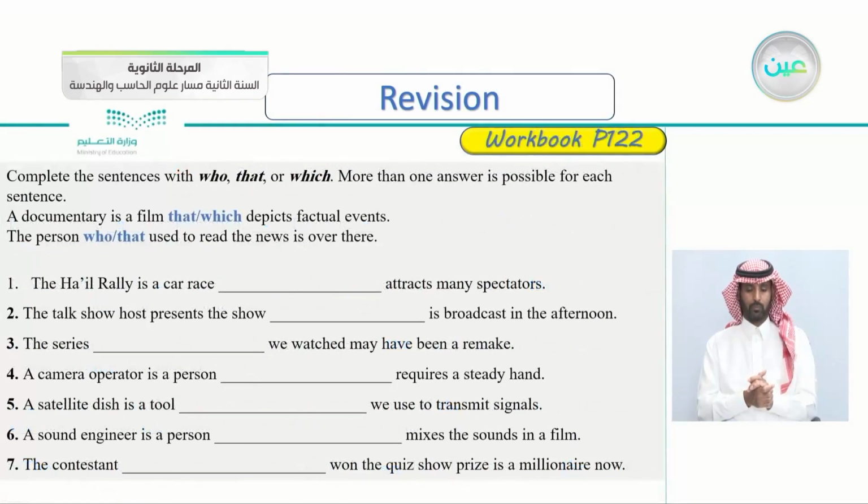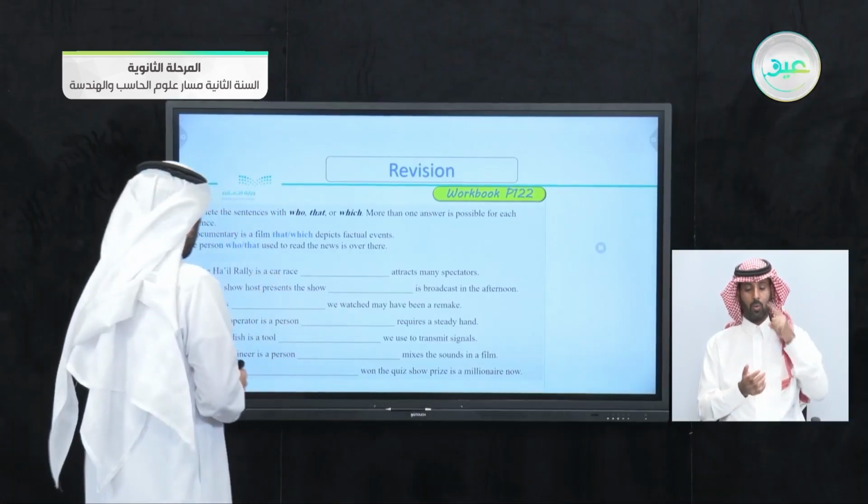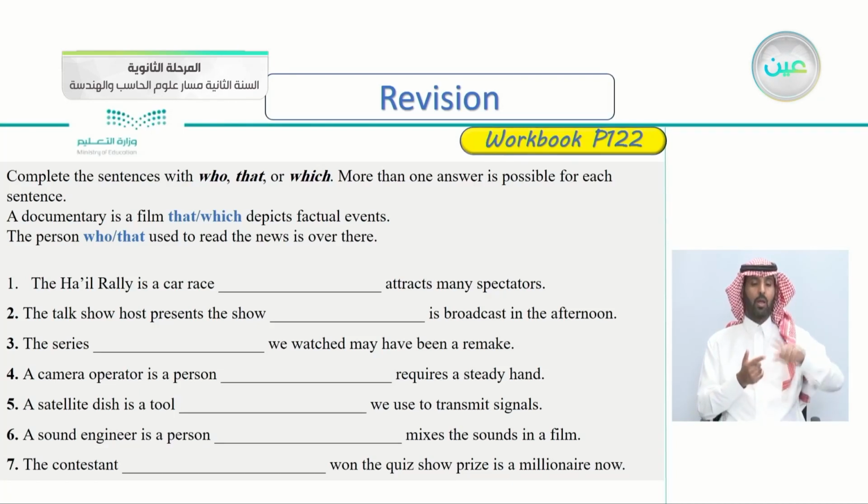Excellent. Moving on to the next exercise here. Complete the sentences with who, that, or which. Who, that, or which. And remember, more than one answer is possible. This is the first example here. The first one is already done as an example. A documentary is a film that or which depicts factual events. The person who or that used to read the news is over there. So you can see that comes with either a person or an object.